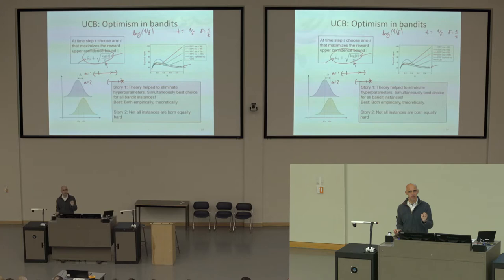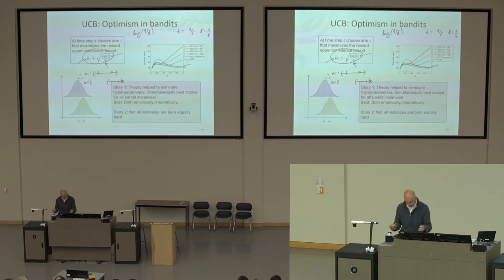I will come back to that. But one of the stories is that theory helps you eliminate the hyperparameters, and it gives you a simultaneously best choice for all bandit instances. And this is a good algorithm, both empirically and theoretically. The same story still applies: not all instances are equally hard, even for this algorithm.